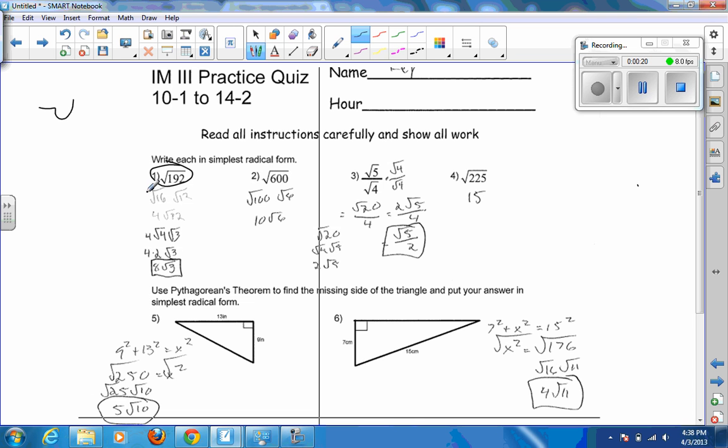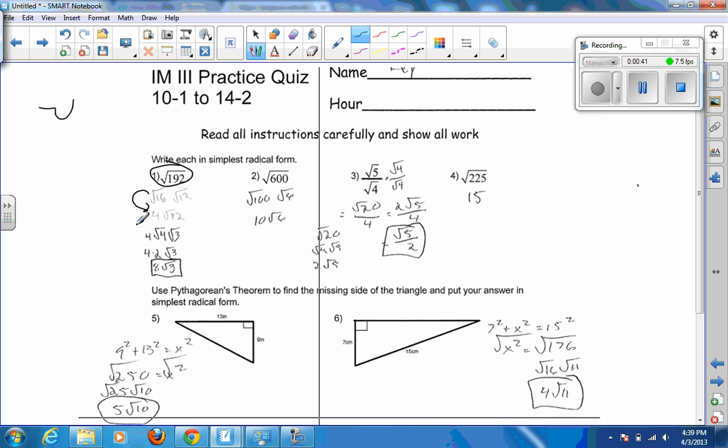Remember, you can break these down in several different ways. So I chose a longer way to show you what you're going to have to do, but this is not the fastest way. If I break this into 16 and 12, 16 times 12 gives me 192. Square root of 16 gives me 4. Remember that when you square root something, you no longer have the square root symbol along with it. Okay. Square root of 16 is 4.